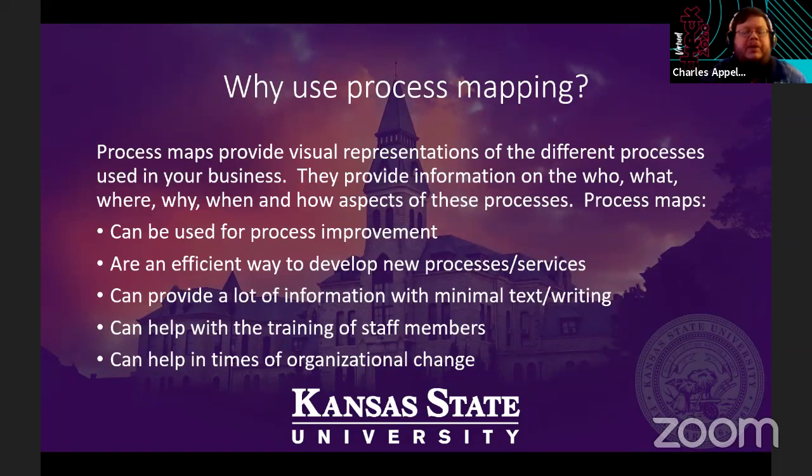So why use process mapping? I talked a little bit about why our area in K-State was interested in using this, and there are several general reasons that can apply to anyone. As I said before, these show who does what and when, so they provide information at that level. They can be used for process improvement, which was the purpose we were looking for. They are an efficient way to develop new processes and services. If you need to start a new service, this is a good way to plan it out before the service goes live. They provide a lot of information with minimal text or writing, so they are a good summary tool.